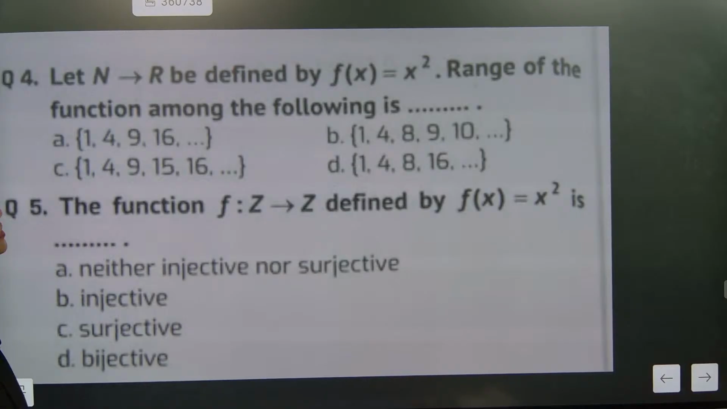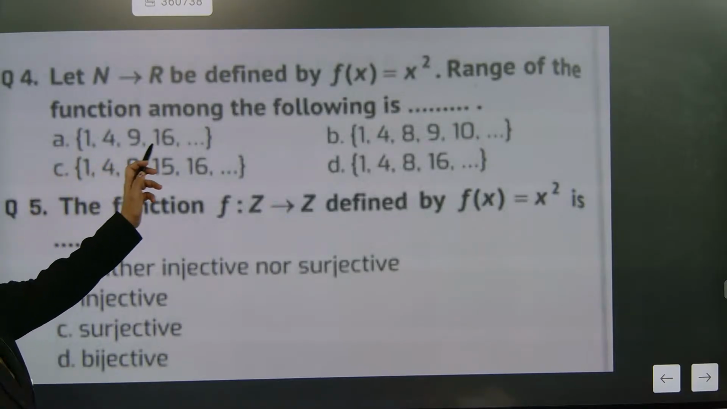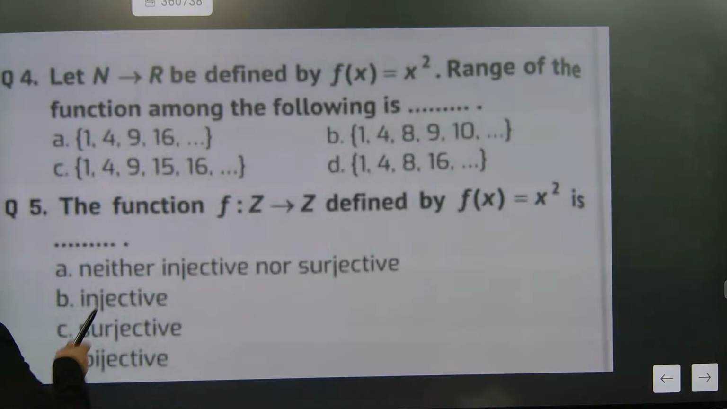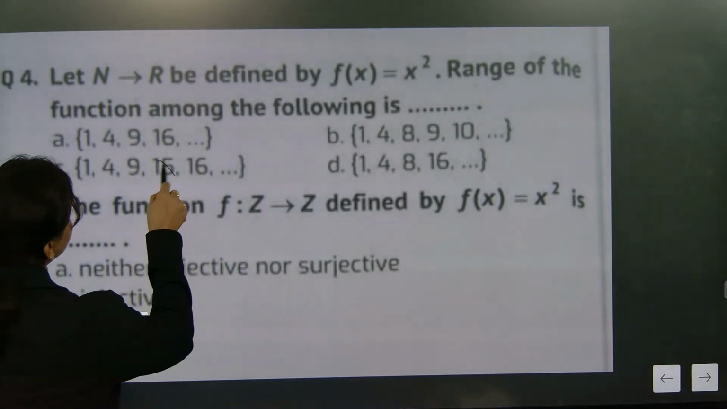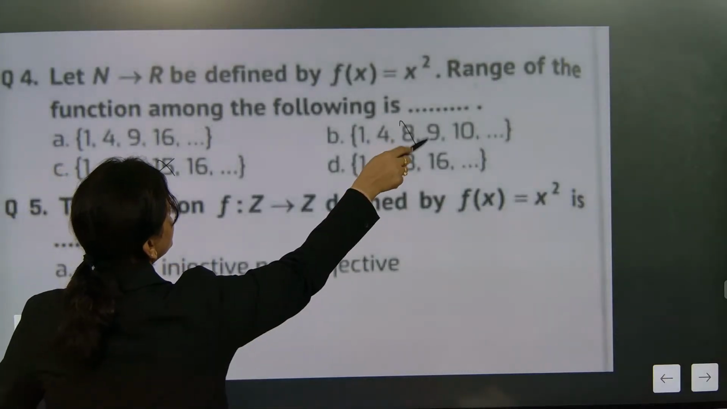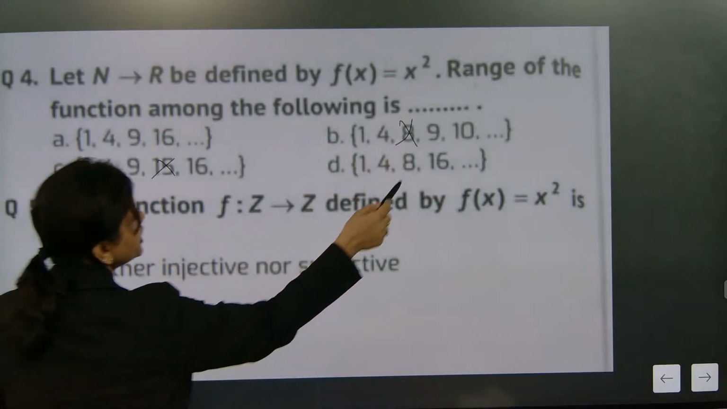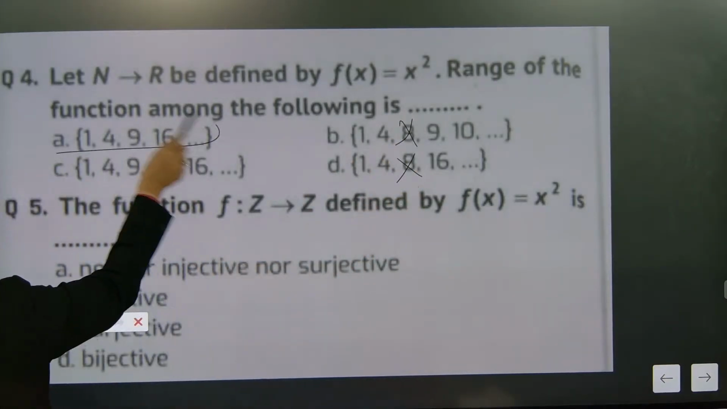See, N to R. Natural numbers going to real numbers. Range of the function, see, the range will always be 1, 4, 9, 16. 15 will not come in the range. 8 will not come in the range. Here also 8 is written, it is not a part of the range. So the answer will become 8.